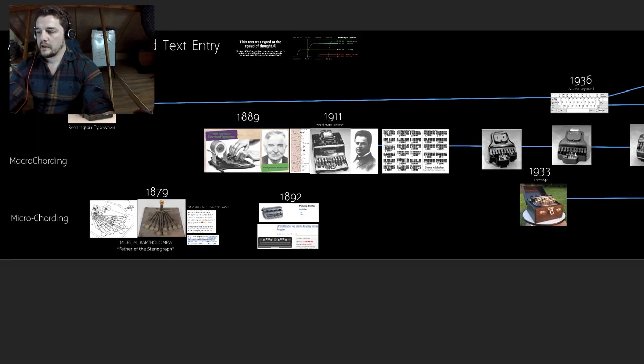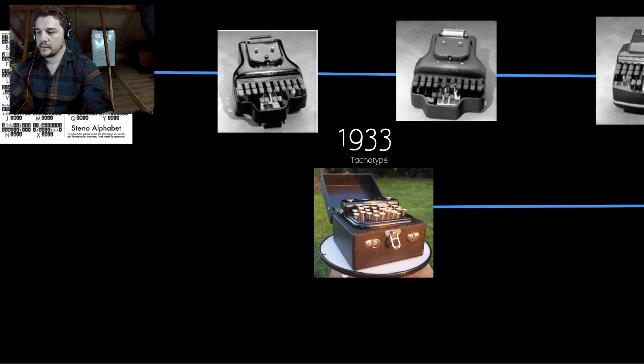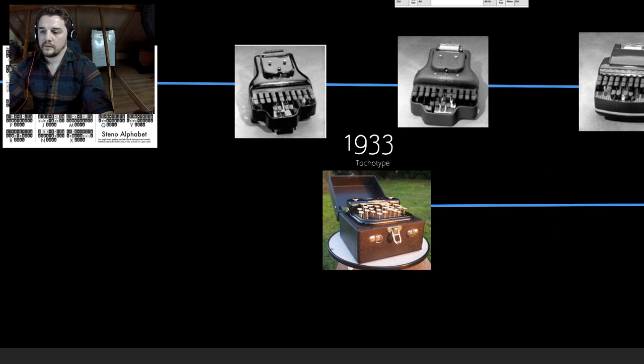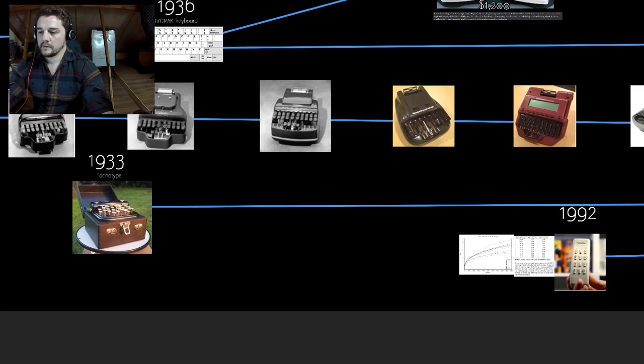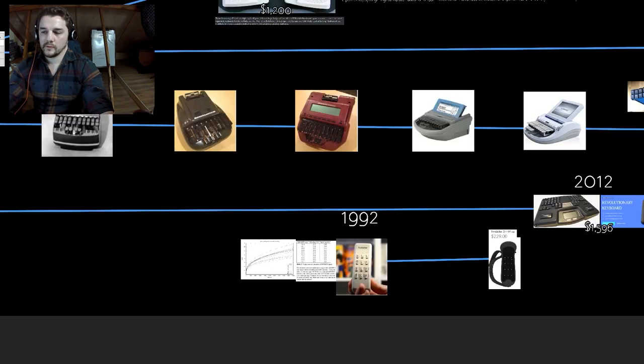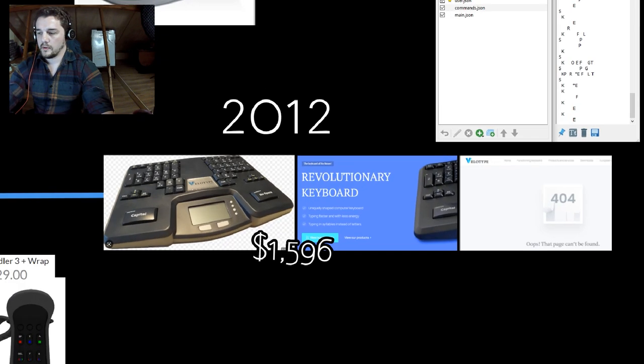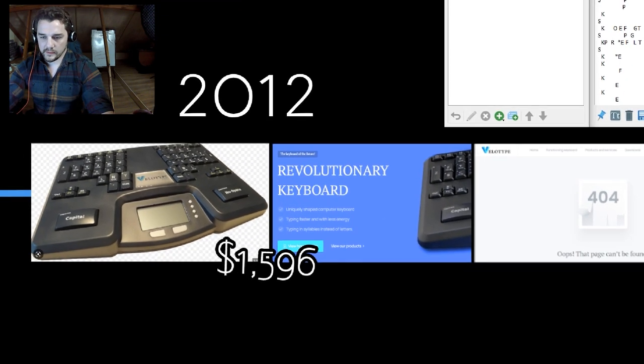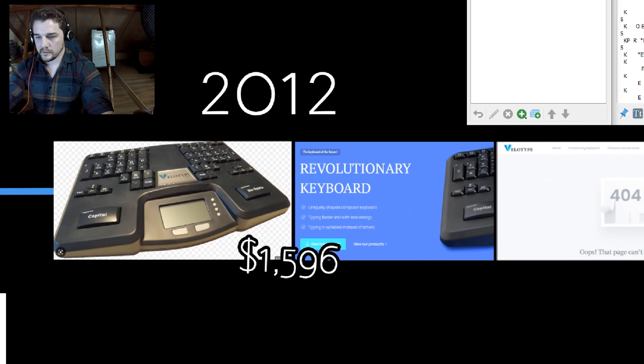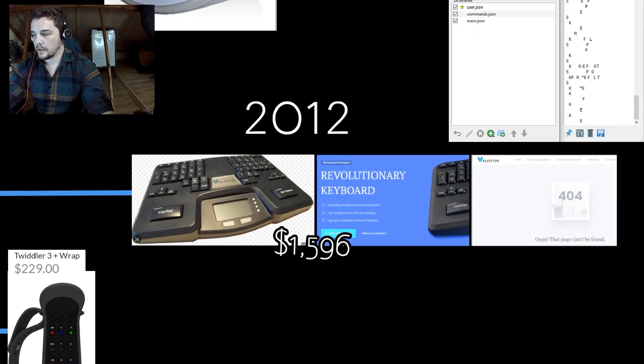And that is because it has some dedicated letter keys. I'm actually going to go ahead and skip ahead. So this transformed eventually into what's called the Velotype. This is the modern version of it. It costs $1,500. I don't even know if you can still buy it. I went to their website while I was making this, and I got a 404 when I tried to go to the product page.